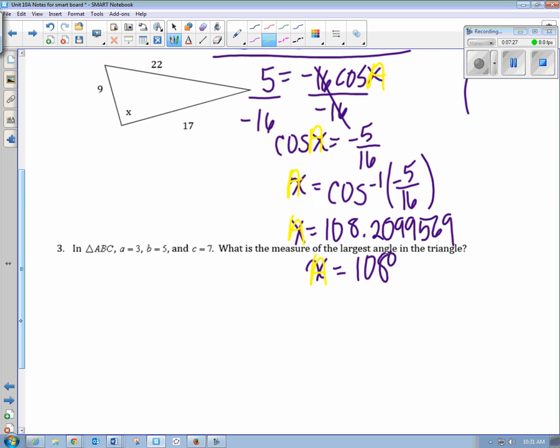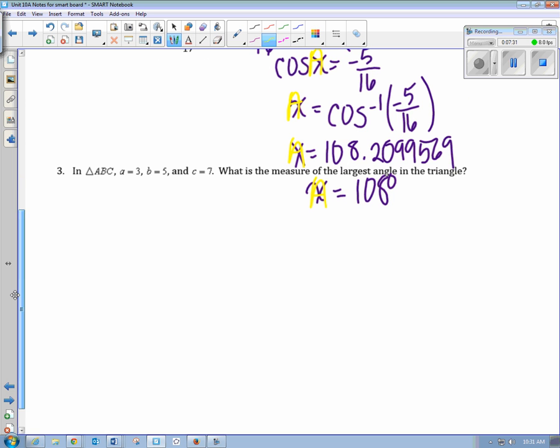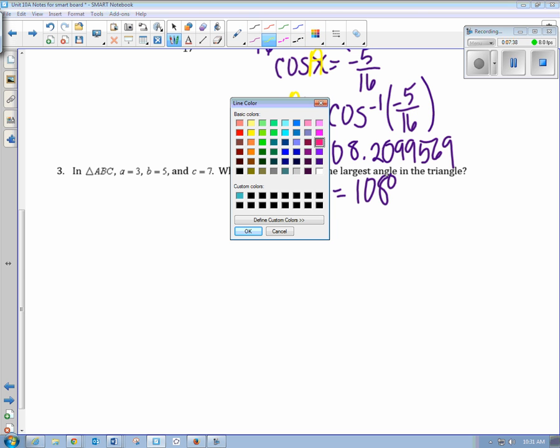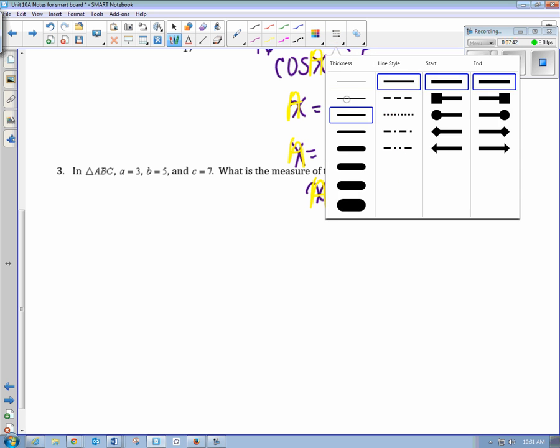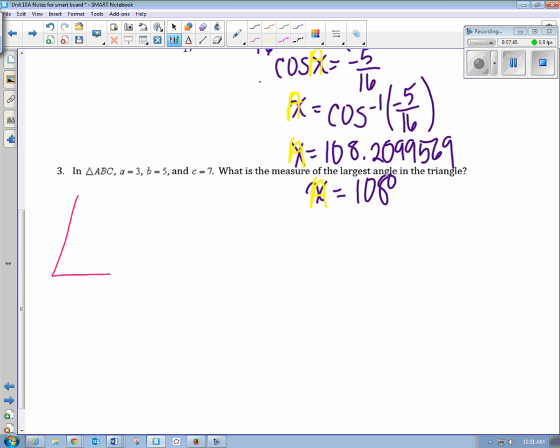I am skipping question number 2, but I will come back to it. Question number 3, though, I am going to do. So I have triangle ABC. A is 3, B is 5, and C equals 7. They tell me in this question that they want me to find the measure of the largest angle.